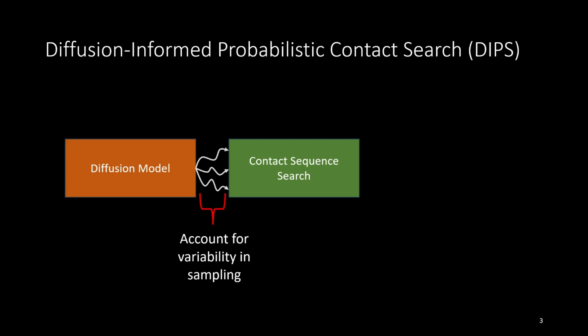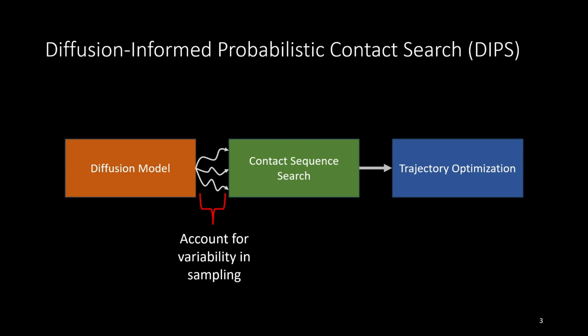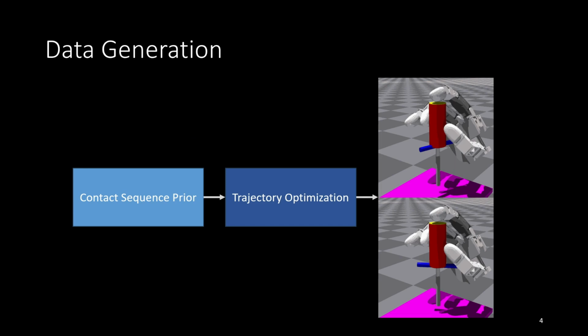We explicitly account for variability in the sampling that might occur due to model error. Given a contact mode, we run a trajectory optimization where different modes correspond to different constraints and objectives. We generate data for our diffusion model by sampling contact sequences from a defined prior and running our trajectory optimization.